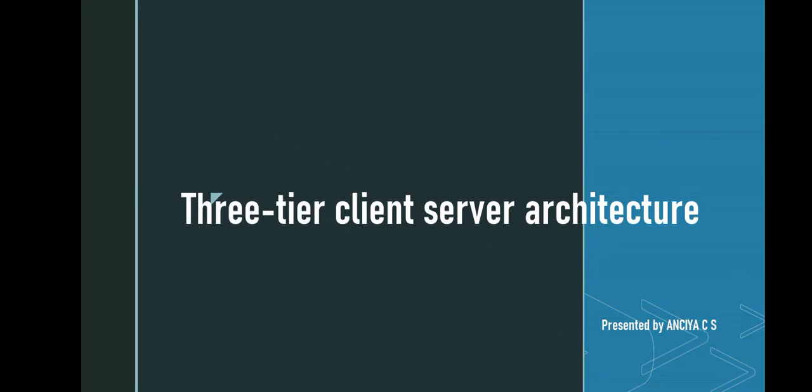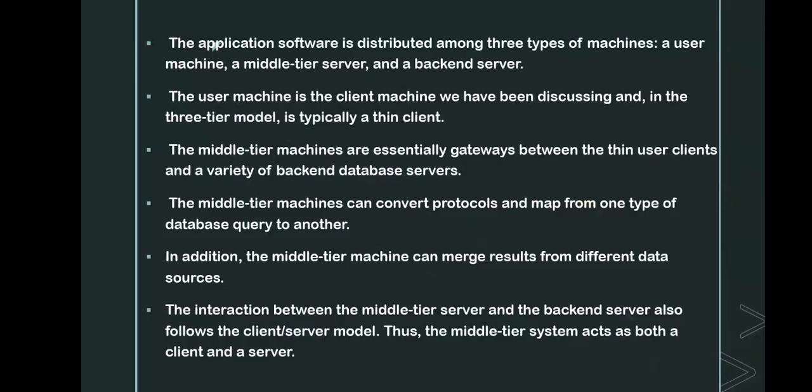Hello everyone. In this section, we are going to discuss a three-tier client-server architecture. In the traditional client-server architecture, there are two levels, also called tiers: a client tier and a server tier. A three-tier client-server architecture is also common like this. The application software is distributed among three types of machines: a user machine, a middle-tier server, and a back-end server.